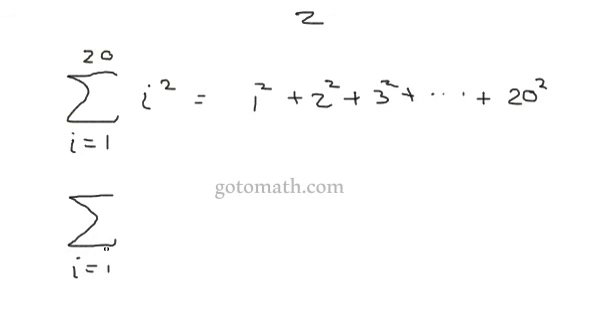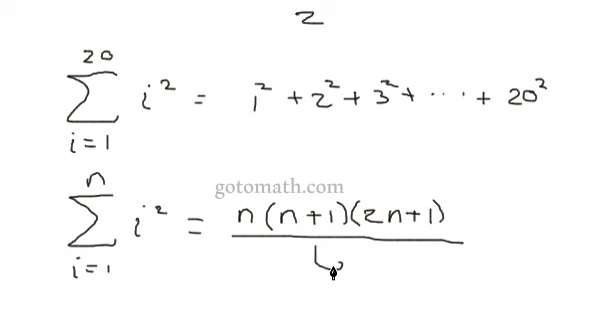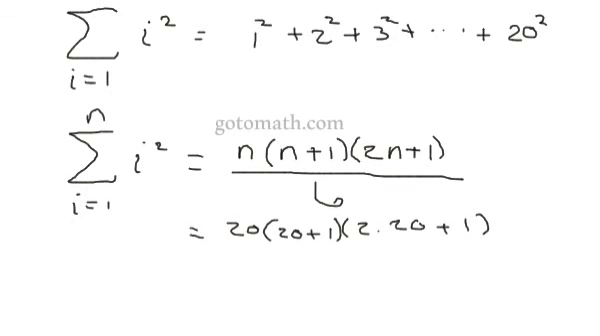So this is the sum of i squared, with i going from 1 to n, and this is going to be equal to n times n plus 1 times 2n plus 1, and that's all over 6. So you would just simply take your 20 up here and plug it in. You would say 20 plus 1. Of course I'll let you work that out. And then 2 times 20 plus 1, and then the whole thing is over 6.